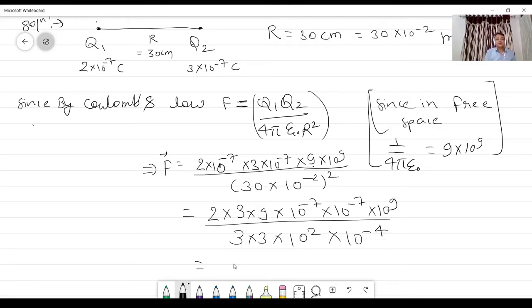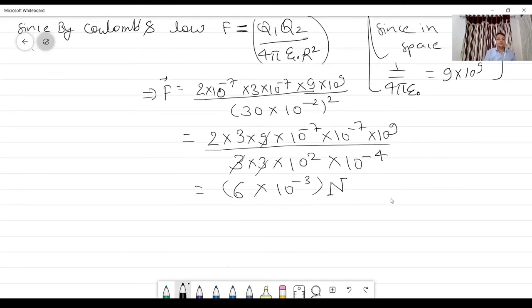When I solve it, this will be cancelled out, and I'll be getting 6 here and 10 raised to power minus 3. So my result is this, and as the force unit is Newton, my force value will be 6 into 10 raised to power minus 3 Newton, or I can also write 6 milli-Newton. So this is the answer of the question.